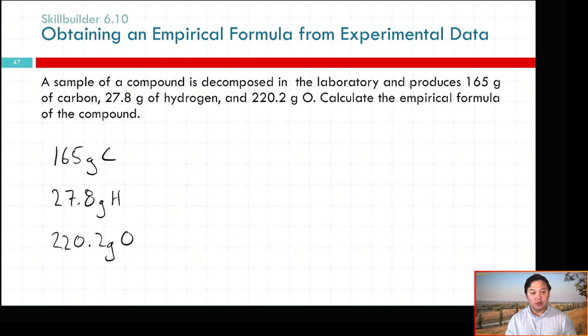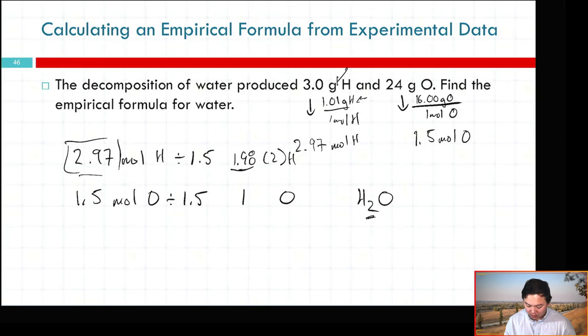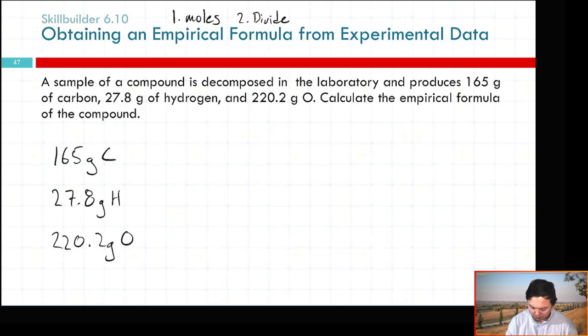We want to convert all these, right? So first we're going to convert to moles. Then we're going to divide by the smallest number of moles. Convert to moles. Divide by the smallest number of moles. And then after we divide by the smallest number of moles, we use that number of moles as subscript. Three easy steps.